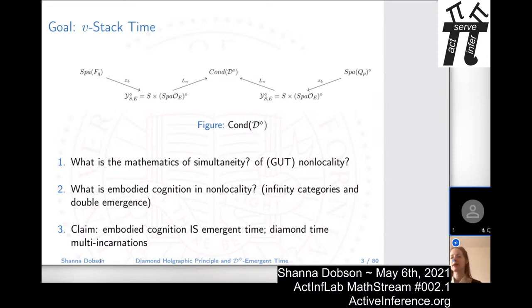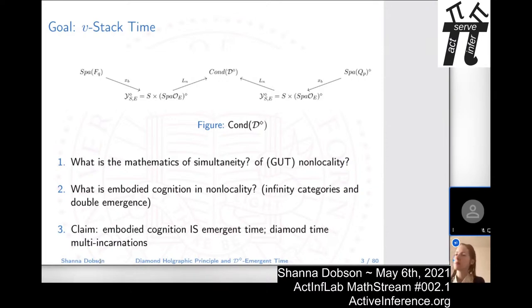So I'm asking, what is embodied cognition in non-locality? How could you reframe one of the fundamental tenets of active inference in non-locality, not a progression, but what would actually happen all at once? This is where I think the mathematics would help, like infinity categories and this double emergence that I'm talking about. I talked about infinity categories last time. These are categories that have a lot of rich structure in them, and you're able to create morphisms between morphisms and between morphisms all the way up to infinity, which is really, really beautiful.